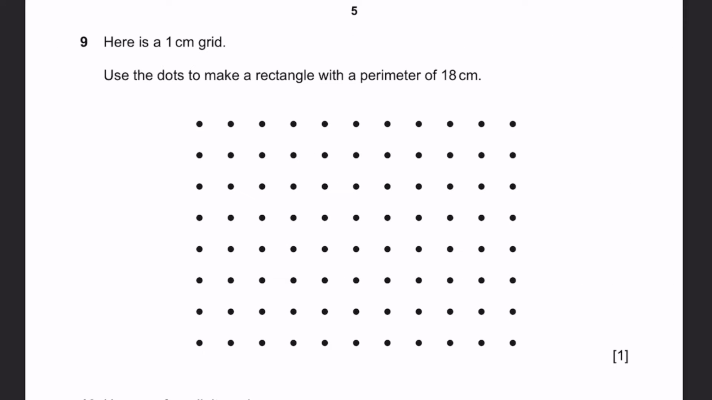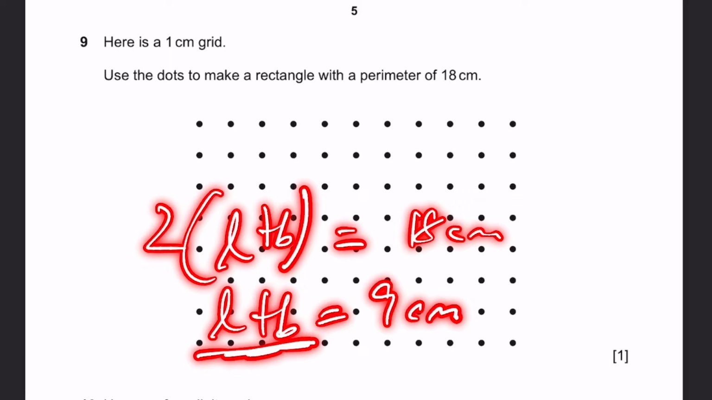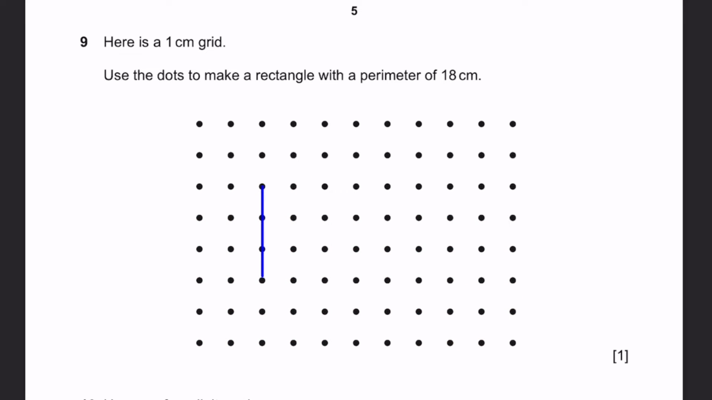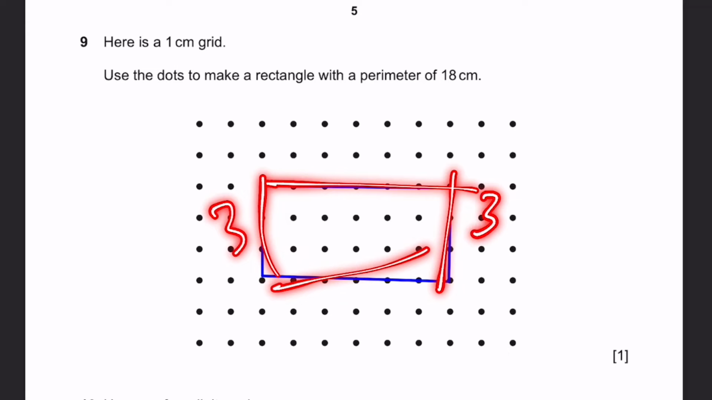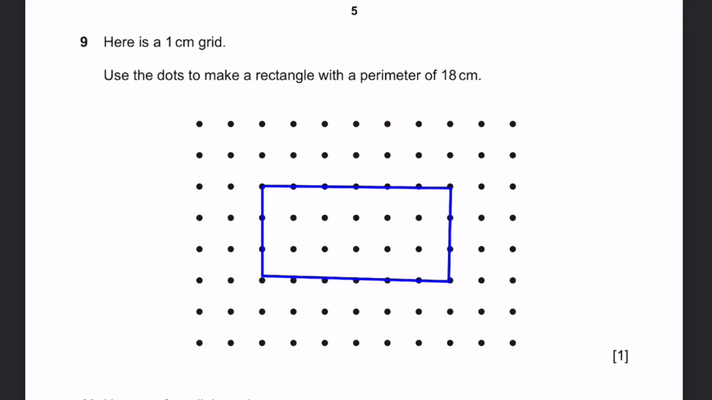Question 9. Here's a 1 centimeter grid. Use the dots to make a rectangle with perimeter 18 centimeters. That means 2 into (L plus B), which is the formula for perimeter, that's 18 centimeters. Length plus breadth is equal to 9 centimeters. So you can have any two values of length and breadth where length is greater than breadth and they total to 9 centimeters. I will draw a 3 by 6 rectangle. If you add the side lengths, you will also notice that 3, 3, 6, 6, and they will add up to 18, which is what we need. That's the answer.